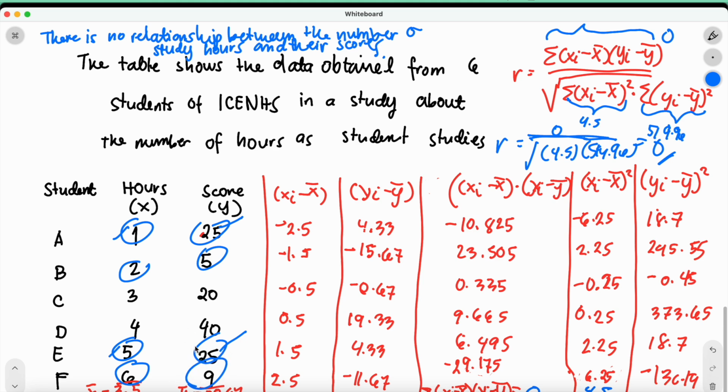Okay, so I think the correlation analysis is clear, and you're able to identify the difference between dependent and independent variables, and also solve for R. Okay, see you in the next video.